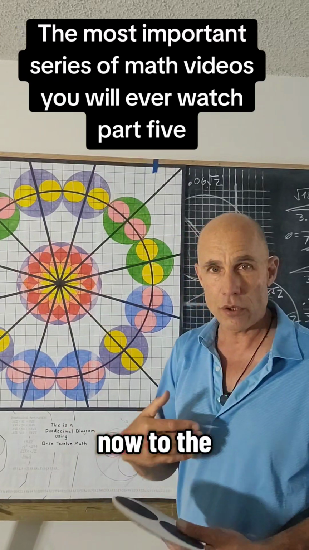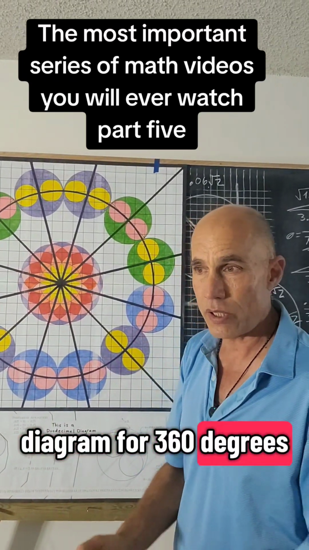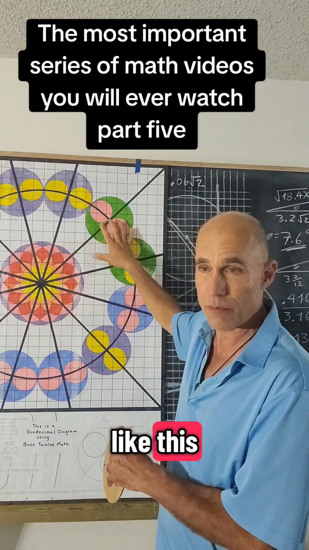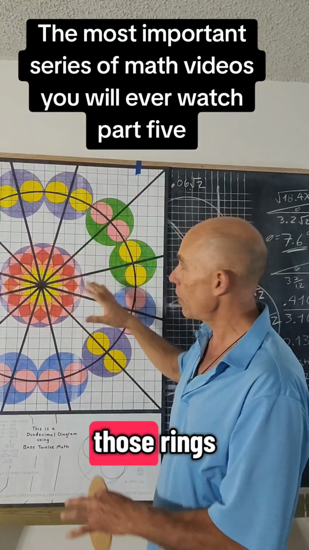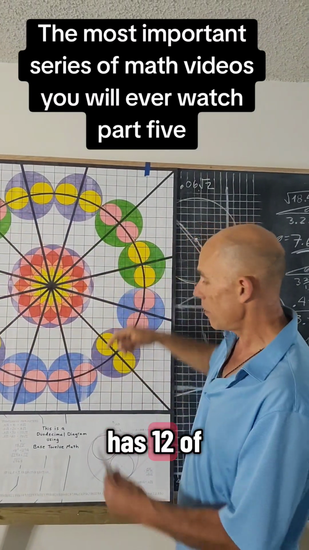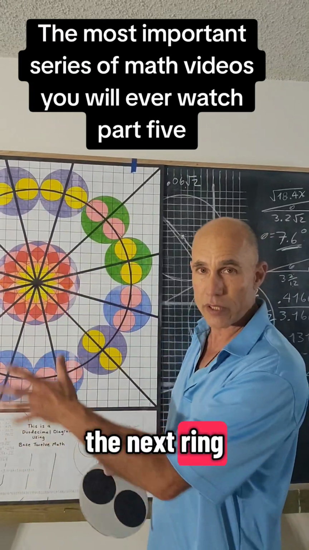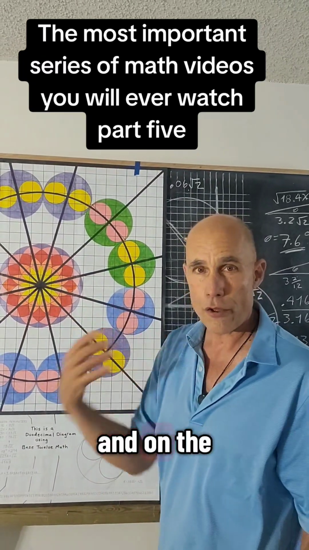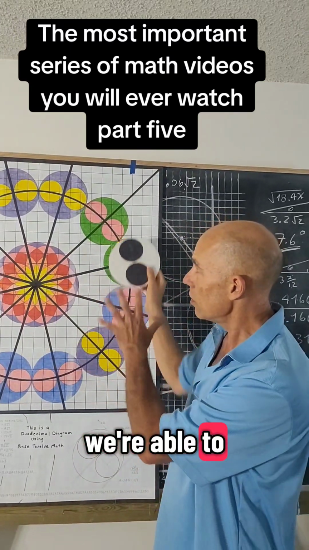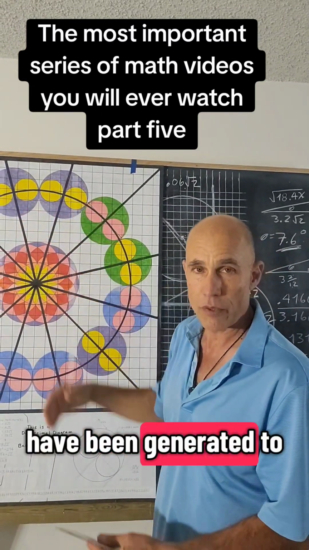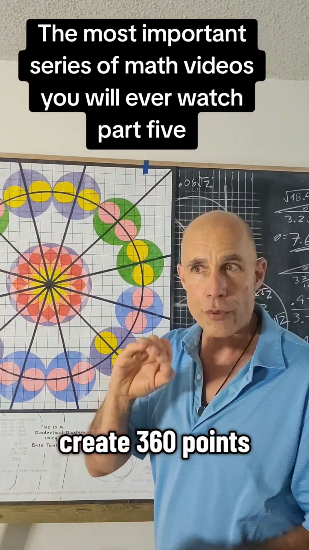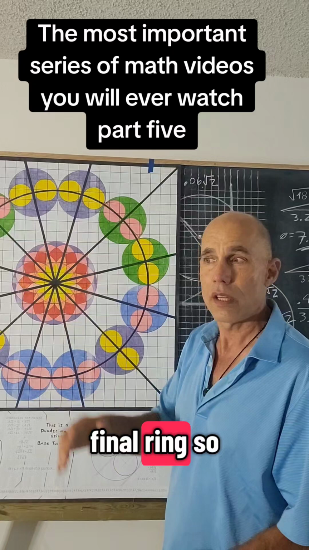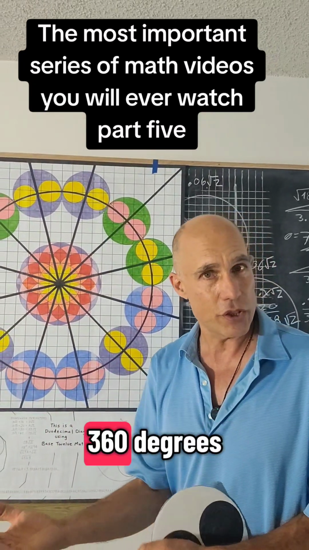If I'm referring now to the diagram for 360 degrees, there's 30 rings. As we create 29 more rings that look just like this, the growth pattern of each of those rings, this ring has 12 of these circles in it. The next ring has 24, then 36, then 48. There's 30 rings in total. And on the 30th ring, we're able to use all the points that have been generated to create 360 points on the circumference of that final ring. So that would be the completion of the diagram for 360 degrees.